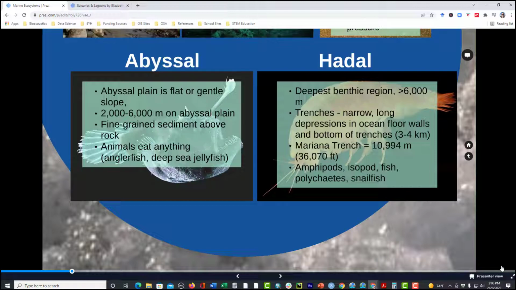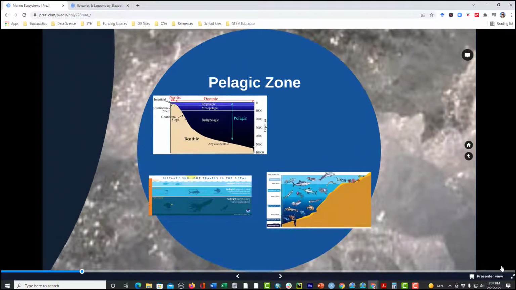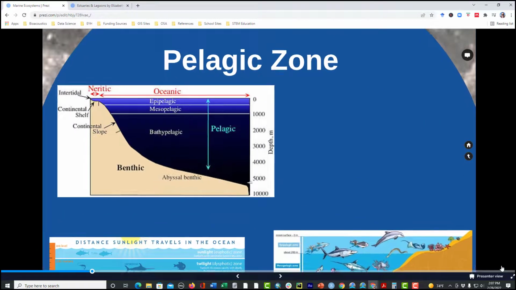Organisms living there consist of amphipods, isopods, fish, polychaetes, and snailfish. So cute. So in the pelagic zone, as I mentioned, we can break that into different regions as well, and they're just basically sections of that water column.